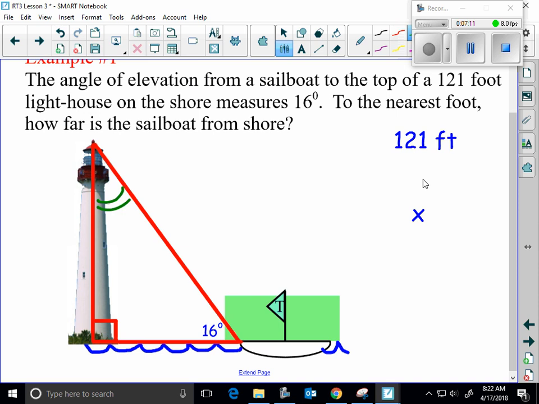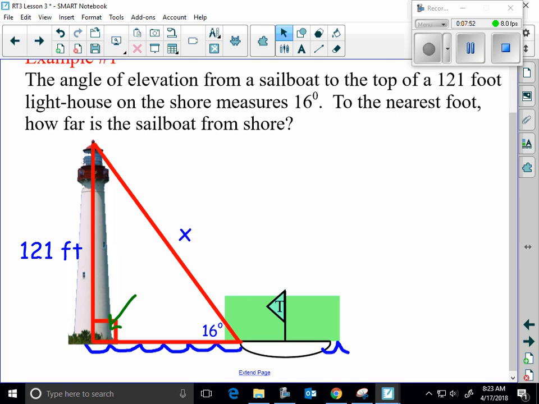You could use that, but it wouldn't be 16 degrees. What would it be? It would be 180 minus 90 minus 16. Good. So if I take this 90 out of the equation, these two angles would have to add to 90. So this would be 74. So if you wanted to, you could use an angle of depression from the top of the lighthouse of 74 degrees. You don't have to. You could use the information given if you use it accurately. So I'm going to use that angle of elevation, 16 degrees. And I know that the lighthouse is 121 feet tall. To the nearest foot, how far is the sailboat from the shore?